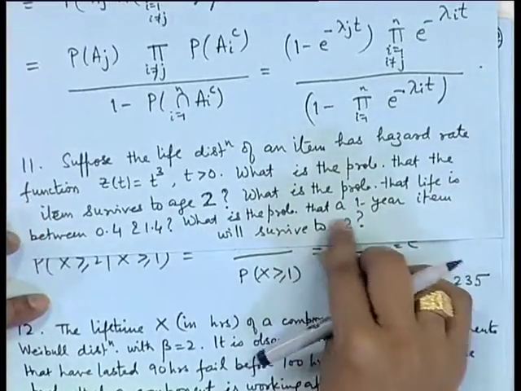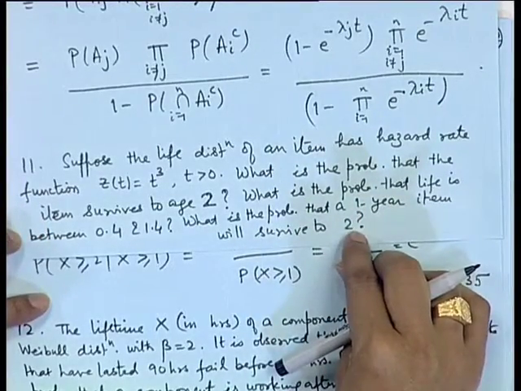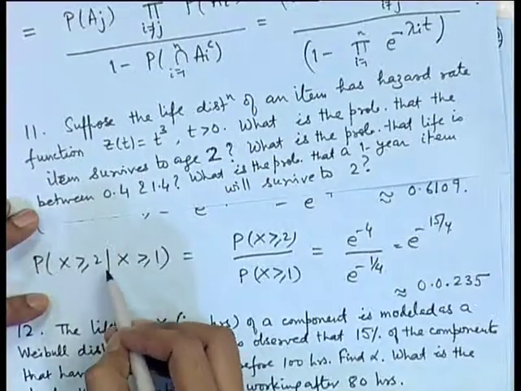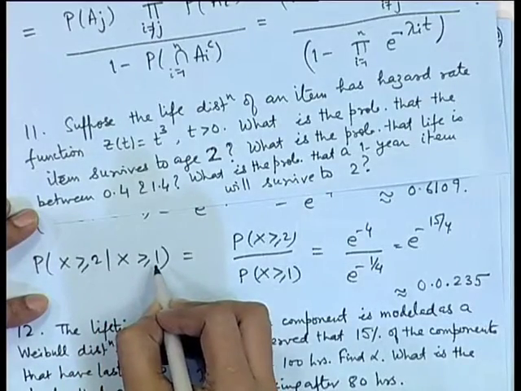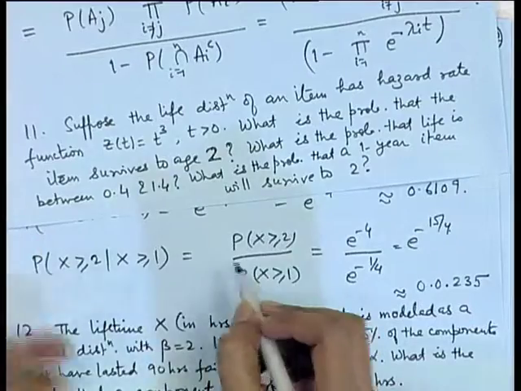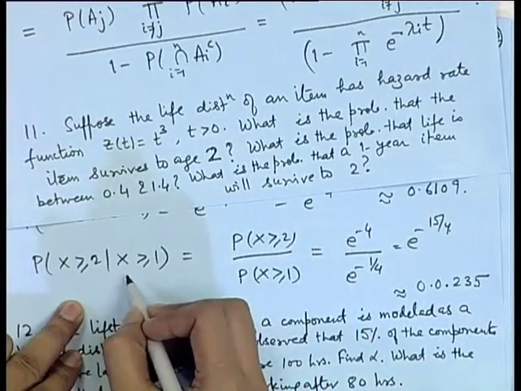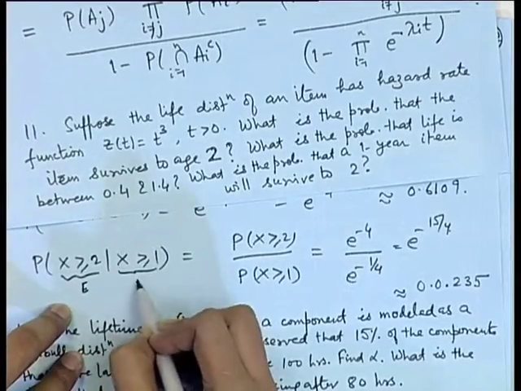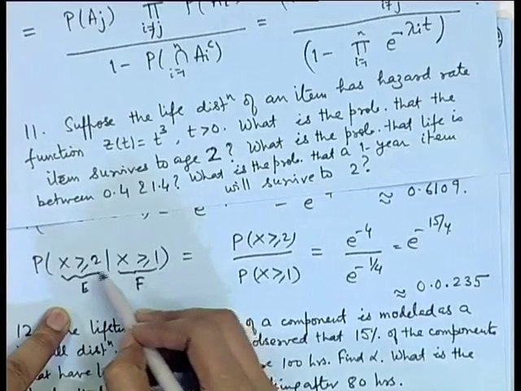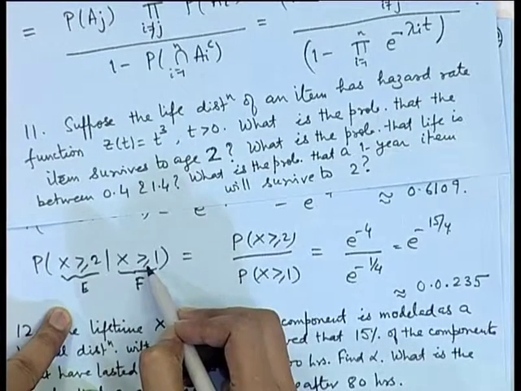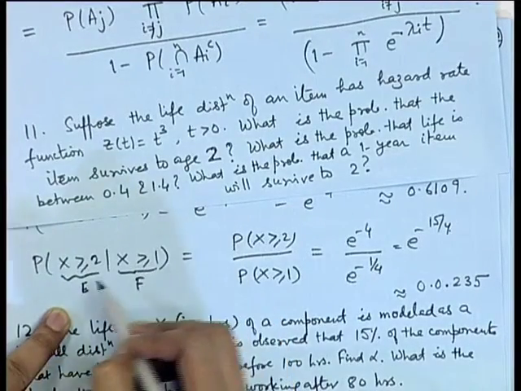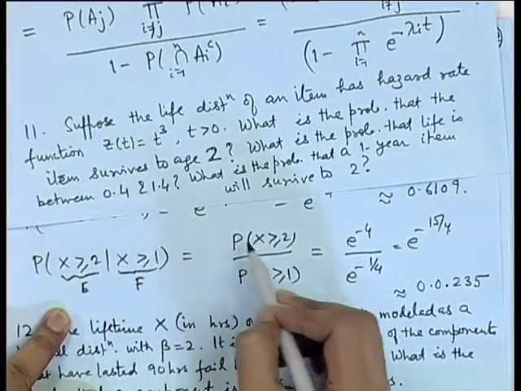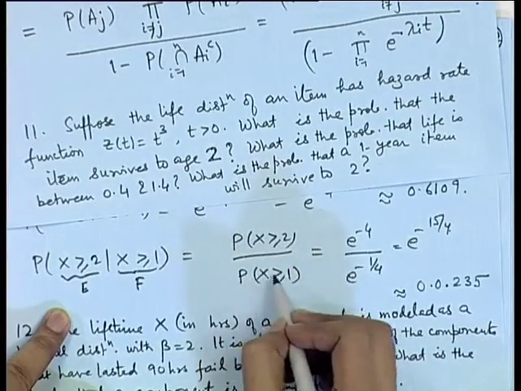What is the probability that a 1 year item will survive to age 2? That means, it is given that the item is working at age 1, what is the probability that it will work till age 2? So, it is the conditional probability of x greater than or equal to 2, given that x is greater than or equal to 1. Once again we make use of the formula for the conditional probability. This is event E, this is event F. So, probability of E given F is equal to probability of E intersection F divided by probability of F. Once again notice that here E is a subset of F. So, in the numerator we will have probability of event E divided by probability of F.